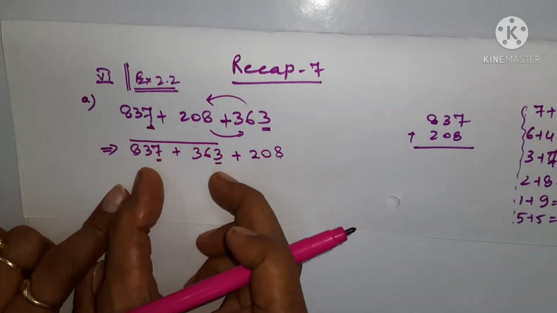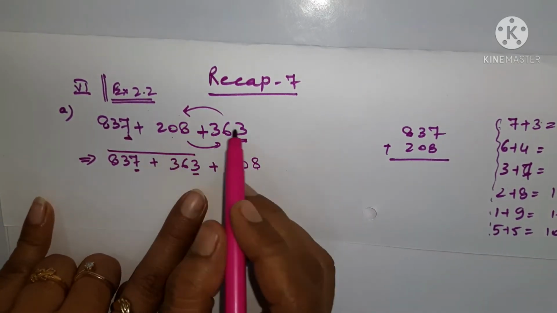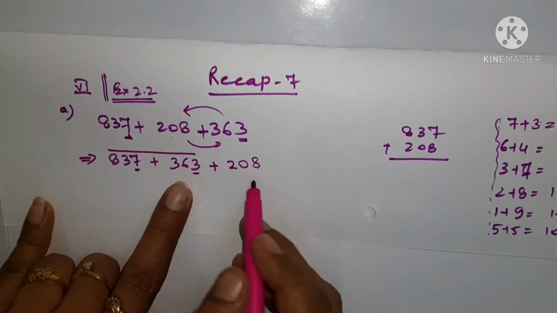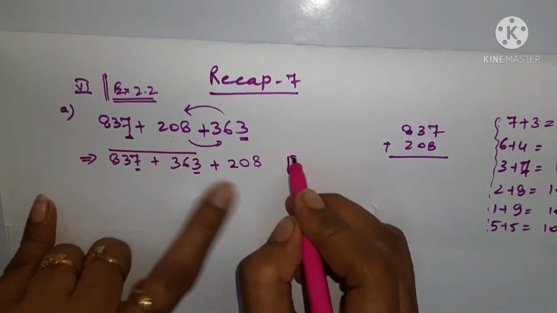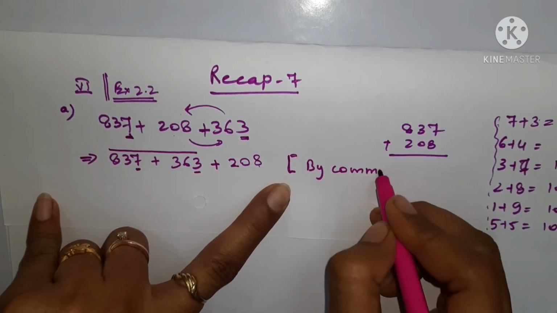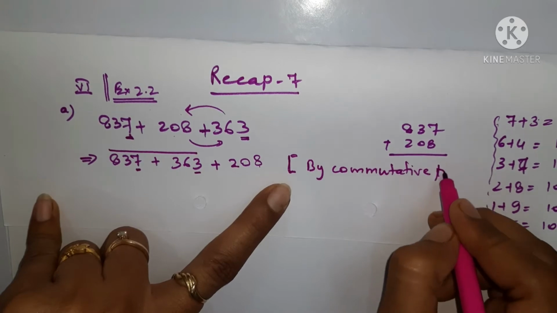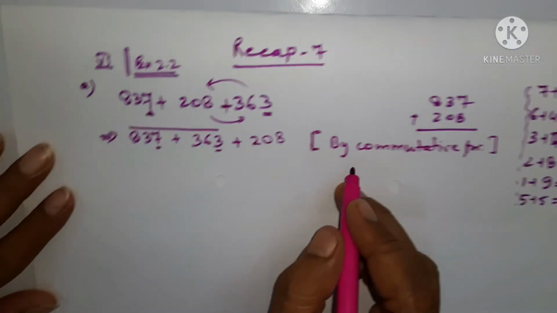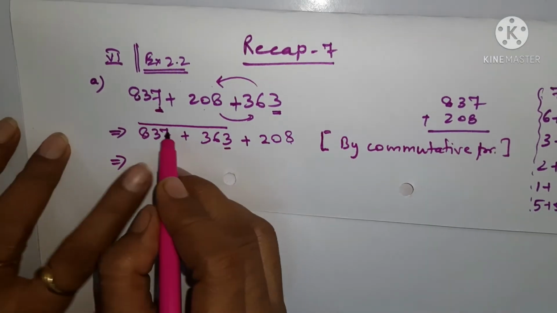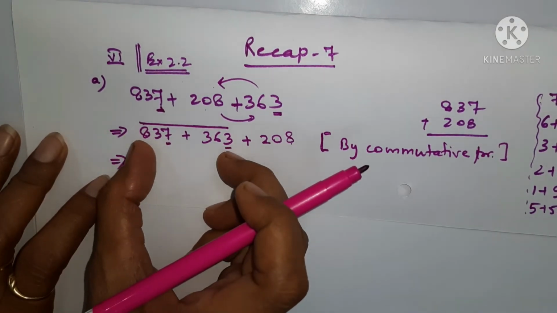And here comes the associative property. First of all, what have you done here? You have changed this number to this and this to this. So by what property have you done this? By commutative property. So you can write it here as by commutative law or property. Okay, and then in the next step, you have taken these two numbers together, you have grouped them, you have associated them together.